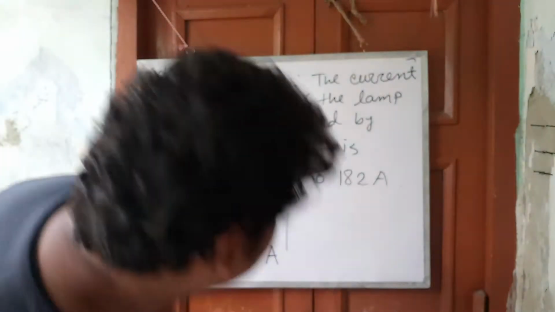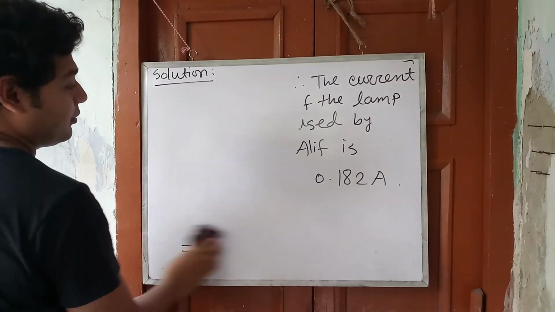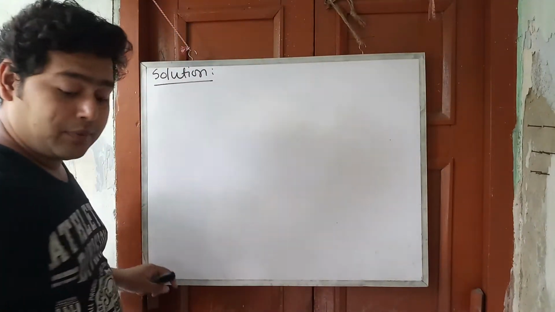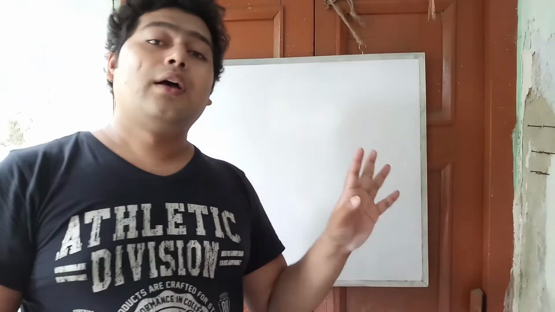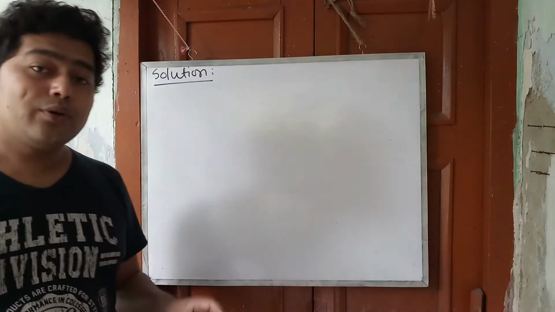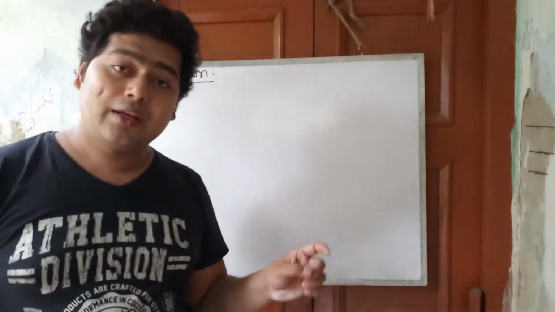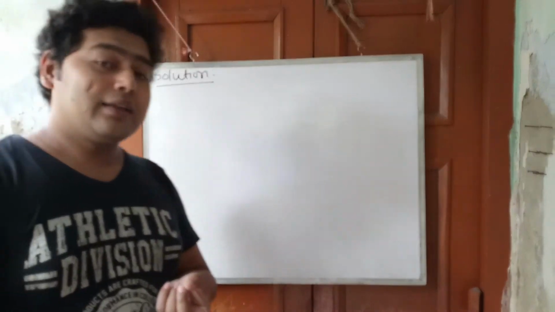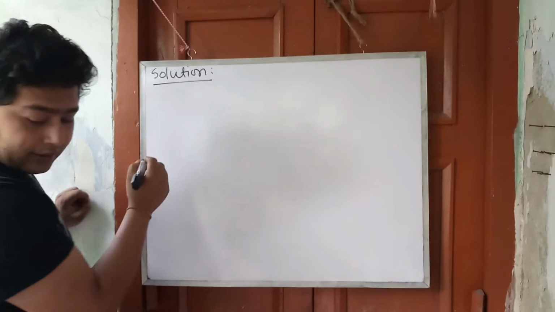Then we will calculate question number D. In our question number D, we have two parts. One part is for Alvi and another part is for Alif. We need to calculate the cost for Alvi and the cost for Alif. Then we will compare their costs.